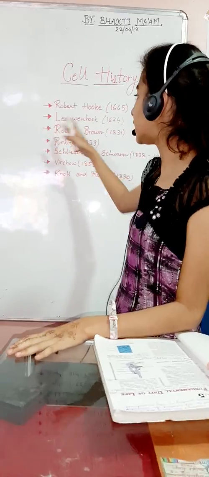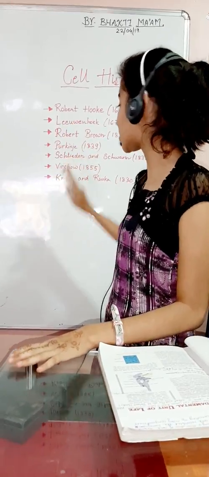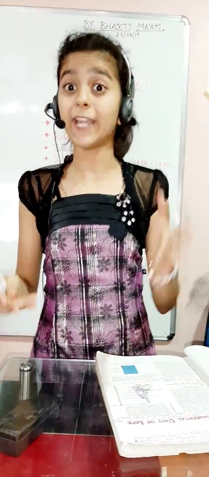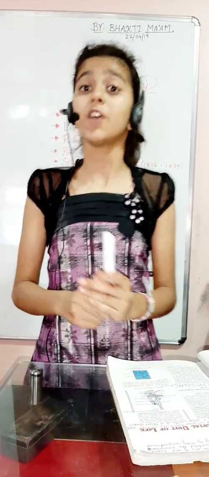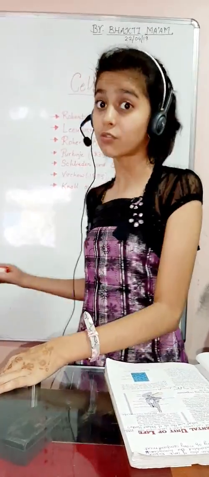Then Leeuwenhoek, Robert Brown, Purkinje, Schleiden, Schwann and Virchow all added some advanced characteristics of their own. After that Knoll and Ruska discovered the electron microscope, in which we can see all the organelles of the cell very clearly. So this much, and the cell history ends over here. Even now there are many scientists working on cytology and creating many inventions.